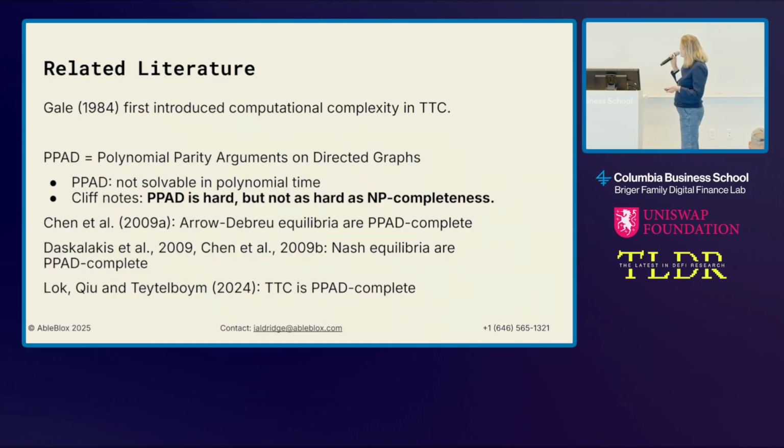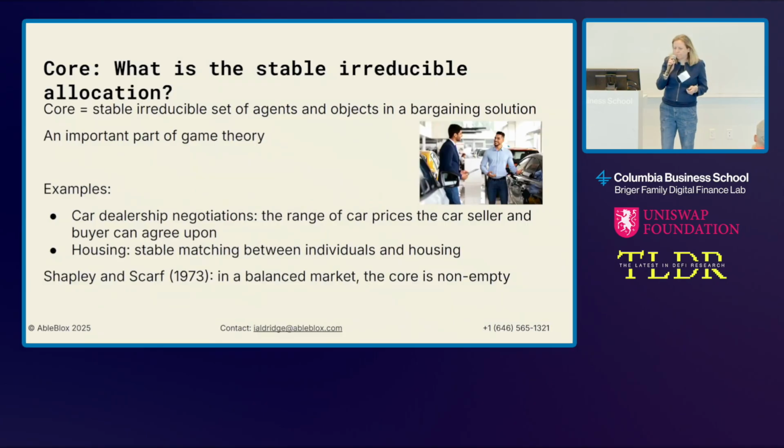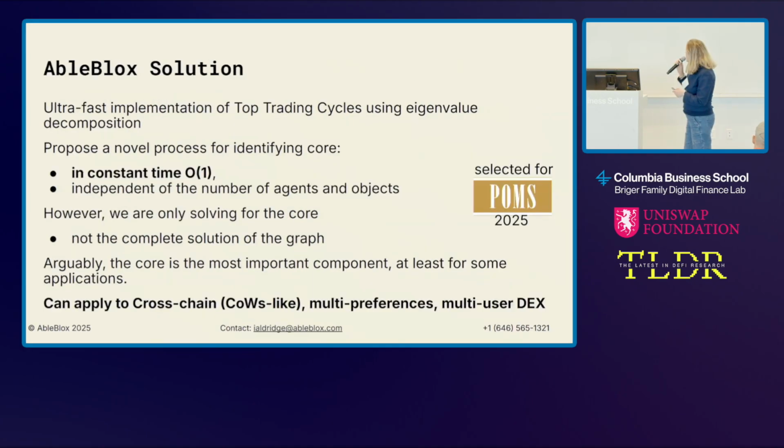There is a lot of literature recently on this topic, and most of it shows that to solve something like this, it's actually NP-complete, okay? So meaning you cannot solve it in polynomial time, and I'm going to try to convince you that you can solve it in O(1). And that's what we're doing. So what we're looking for is the core, okay? Core in economics is an allocation that's stable and irreducible, and it's a very important part of game theory. It's due to 1973, a very popular time, but basically a classic example is some range of features or prices that makes the bargaining solution very, very stable.